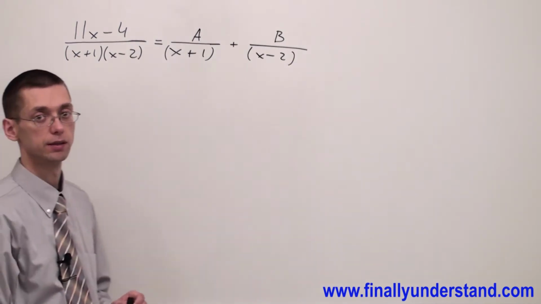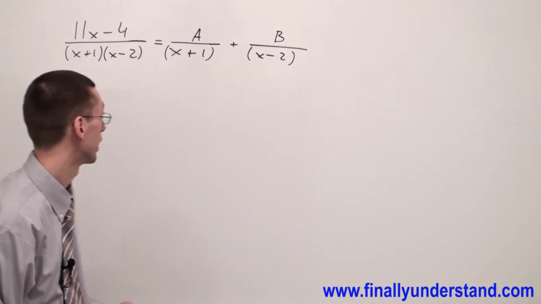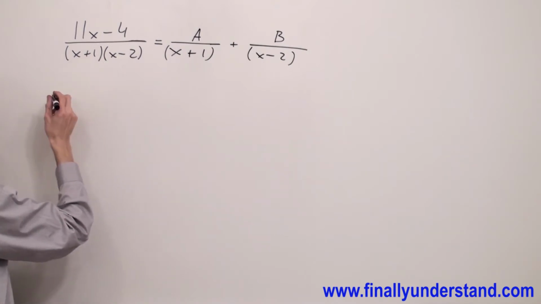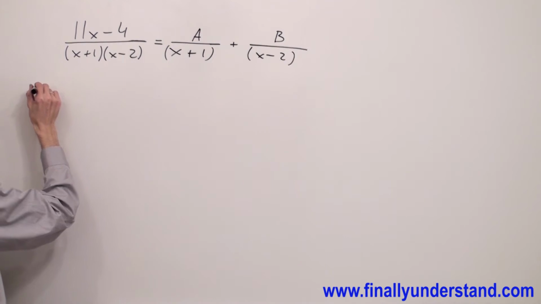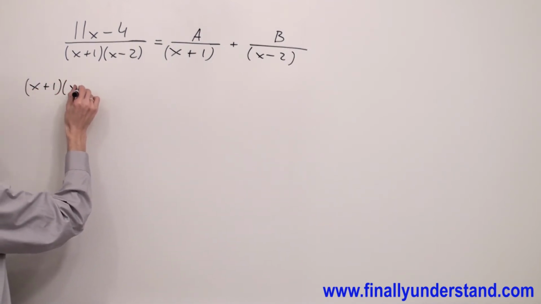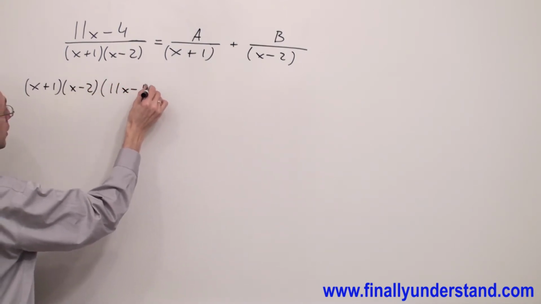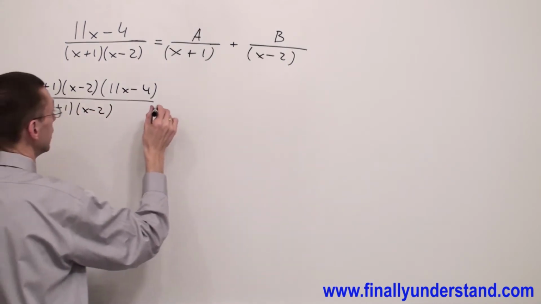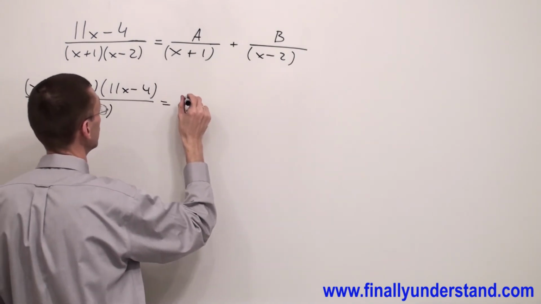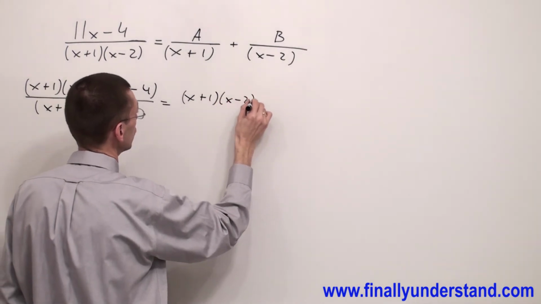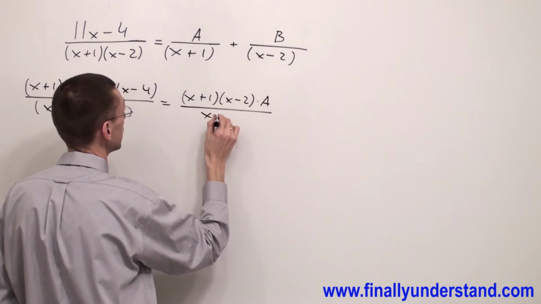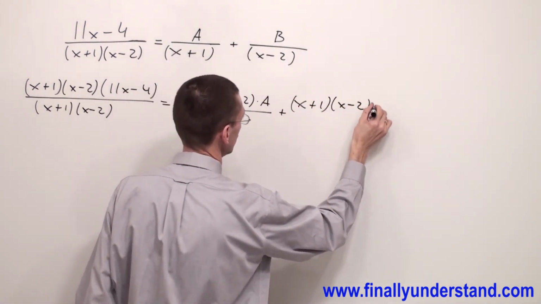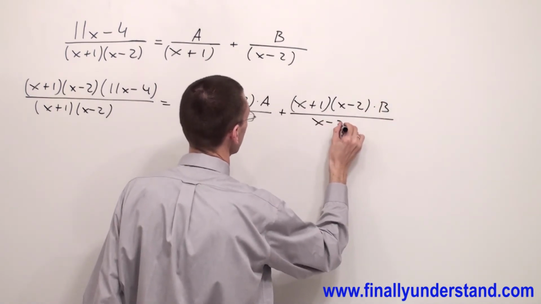Next, I'm supposed to eliminate the denominators on both sides of the equation by multiplying left side and right side by the common denominator. Common denominator for the left and right side is, of course, x plus 1 times x minus 2. So what I'm going to do over here, I'm going to simply multiply left side by x plus 1, x minus 2, and in the denominator I'm going to have x plus 1, x minus 2. I'm doing everything step by step. Equals, I have to multiply also this fraction by the common denominator, which is x plus 1, x minus 2 times a over x plus 1, plus x plus 1, x minus 2 times b over x minus 2.